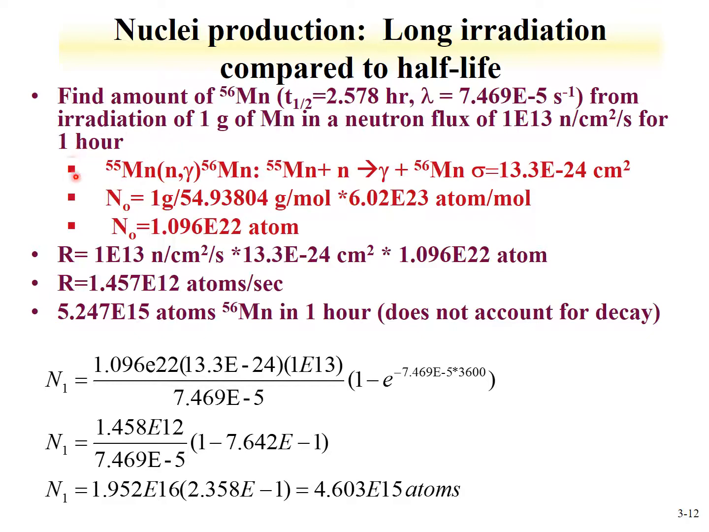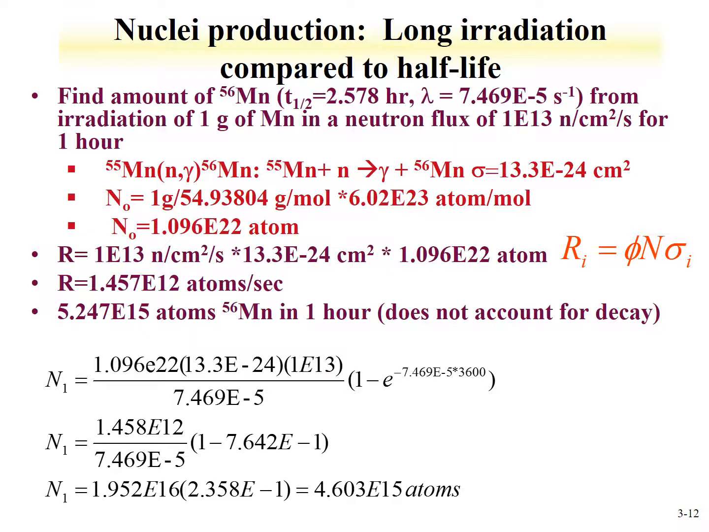Manganese-55, 100% of manganese is manganese-55, so we use this molar mass times Avogadro's number. That gives us the number of target atoms. Now let's plug this into our simplified equation here. We get atoms per second, 3,600 seconds in an hour. We say that we make 5.2 times 10 to the 15th atoms of manganese-56 in 1 hour.